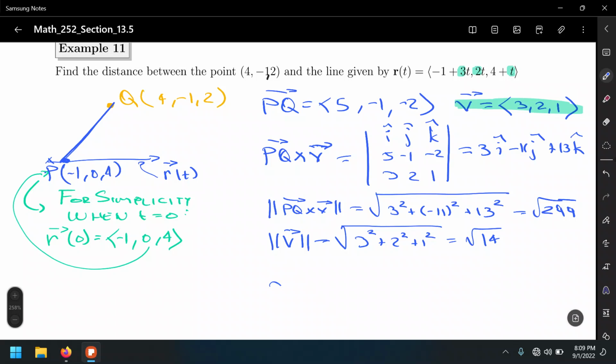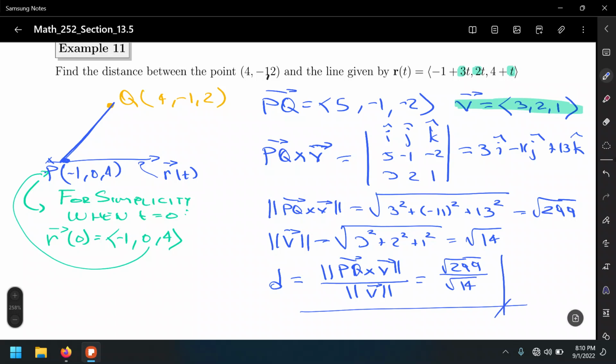And the distance between the point and the line is the magnitude of that cross product divided by the magnitude of V. In this case, that's the square root of 299 over the square root of 14. Final answer.